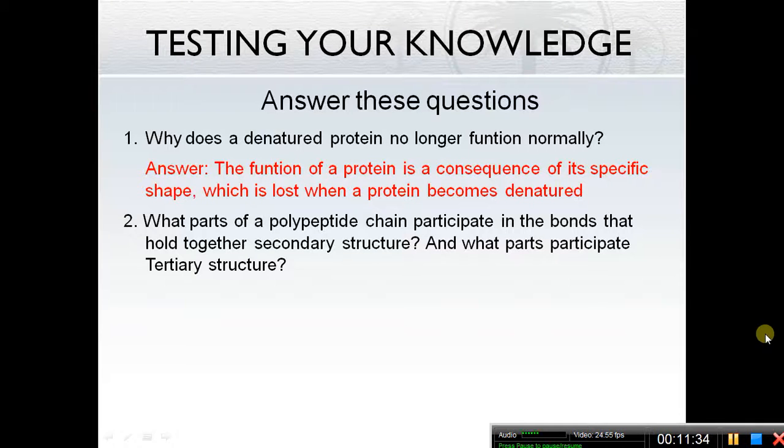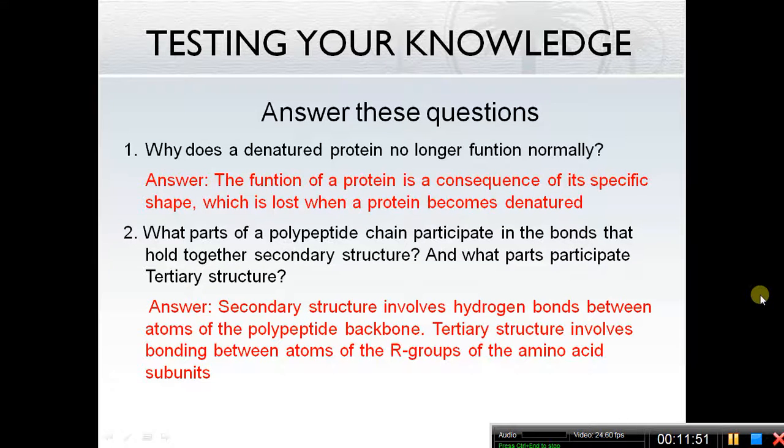2. What parts of the polypeptide chain participate in the bonds that hold together secondary structure, and what parts participate in tertiary structure? Answer. Secondary structure involves hydrogen bonds between atoms of the polypeptide backbone. Tertiary structure involves bonding between atoms of the R groups of the amino acid subunits.